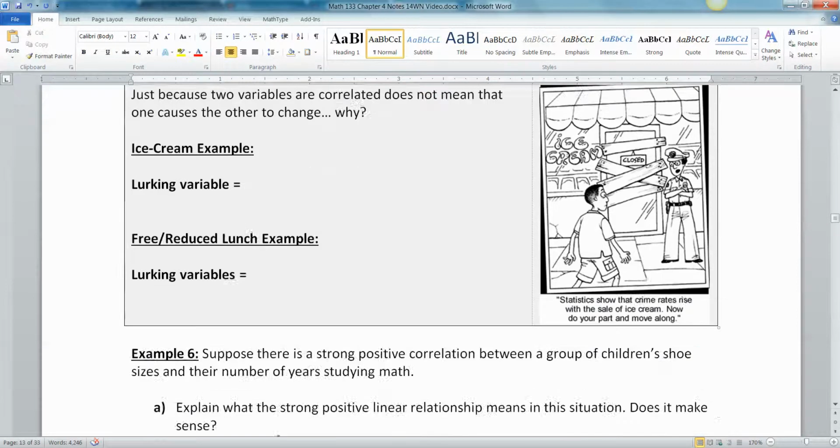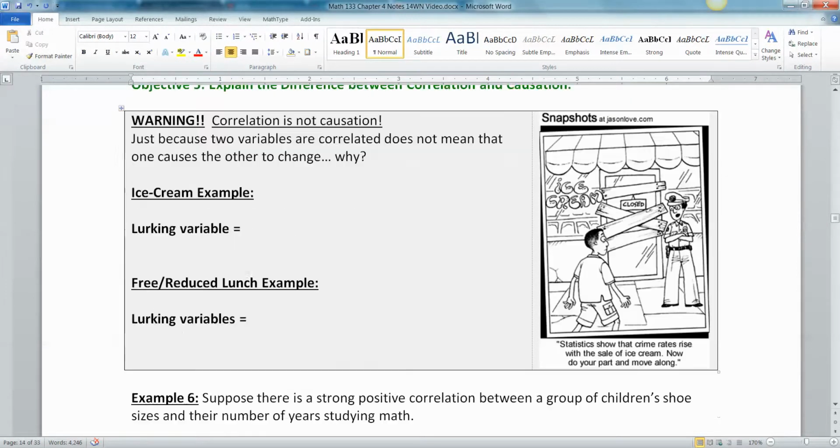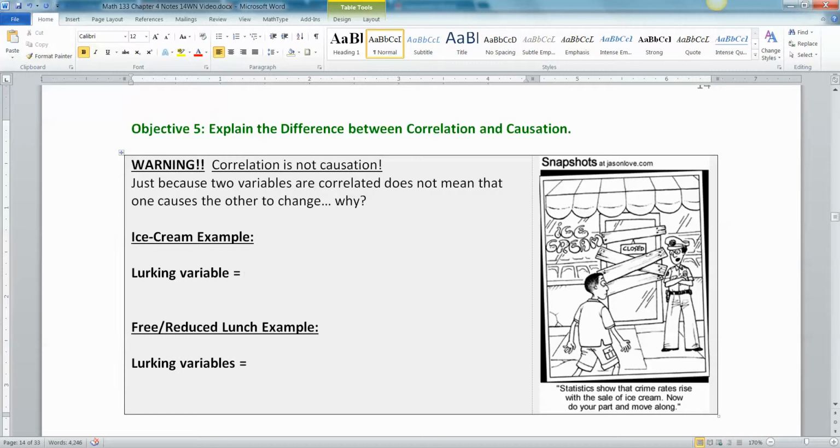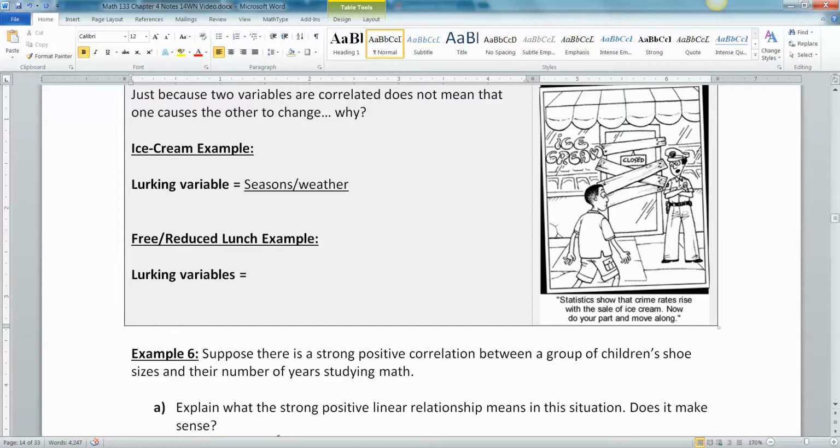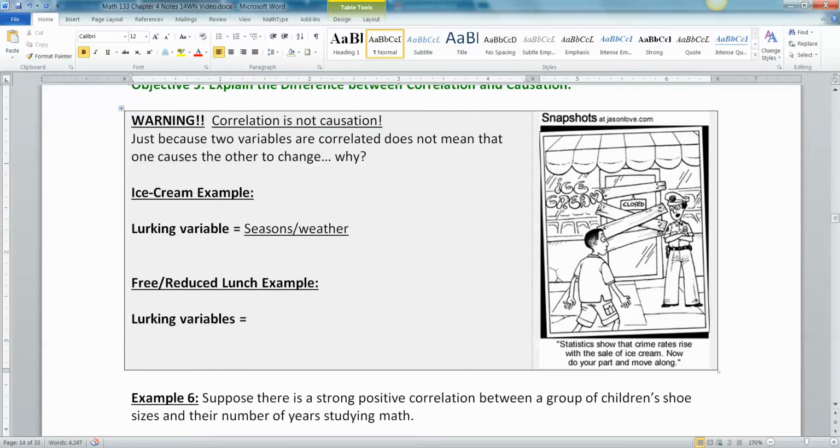All right, so let's get this last page done. I have a little cartoon right here that Jason Love sold to me, which is statistics show that crime rates rise with the sales of ice cream. Now do your part and move along. Which of course is making fun of the age-old problem that correlation is not causation. It is true, totally true, that ice cream sales and crime go together. But that's because there's a lurking variable, i.e. the seasons, the weather, right? You are way more likely to steal a big screen TV in the summer than you are in the winter because, well, winter you could fall, hurt yourself, and snow leaves tracks, right?